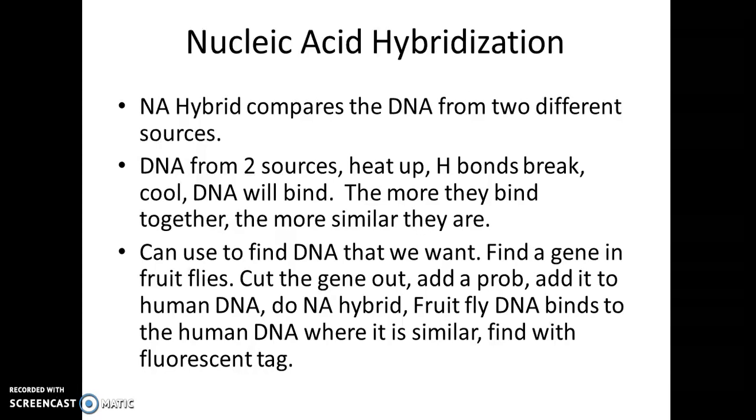For example, fruit flies have an enzyme called alcohol dehydrogenase, and we have an enzyme called alcohol dehydrogenase. If we know the location of the fruit fly enzyme and we cut that DNA out, we can do nucleic acid hybridization to find the location of the same gene in the human genome. If we tag that fruit fly gene with a fluorescent tag or a radioactive probe, it makes finding it very easy.